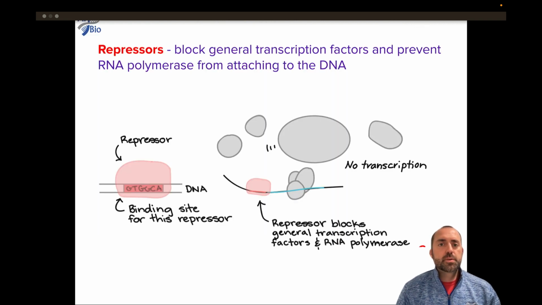And then, very similar to prokaryotic gene expression, we have repressor proteins that will bind to that promoter region and block the transcription factors, preventing RNA polymerase from ever attaching to the actual DNA molecule itself.